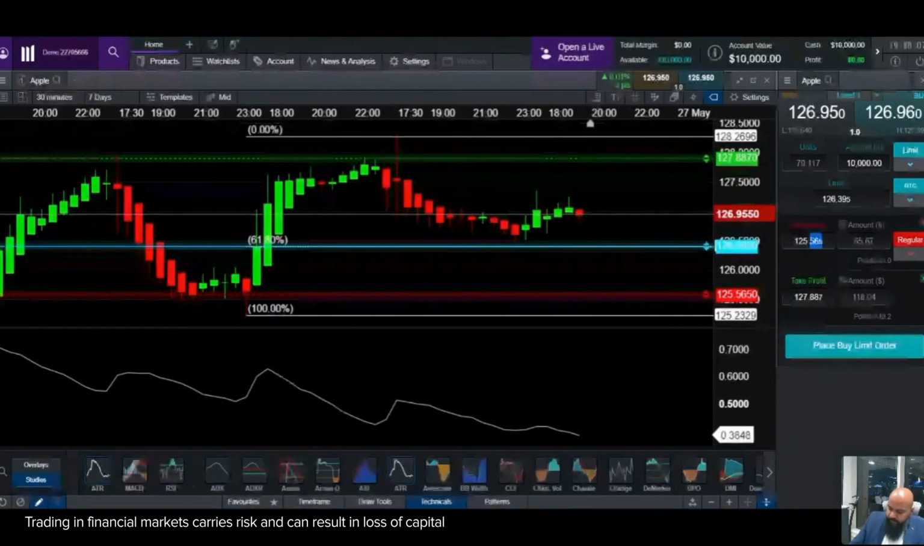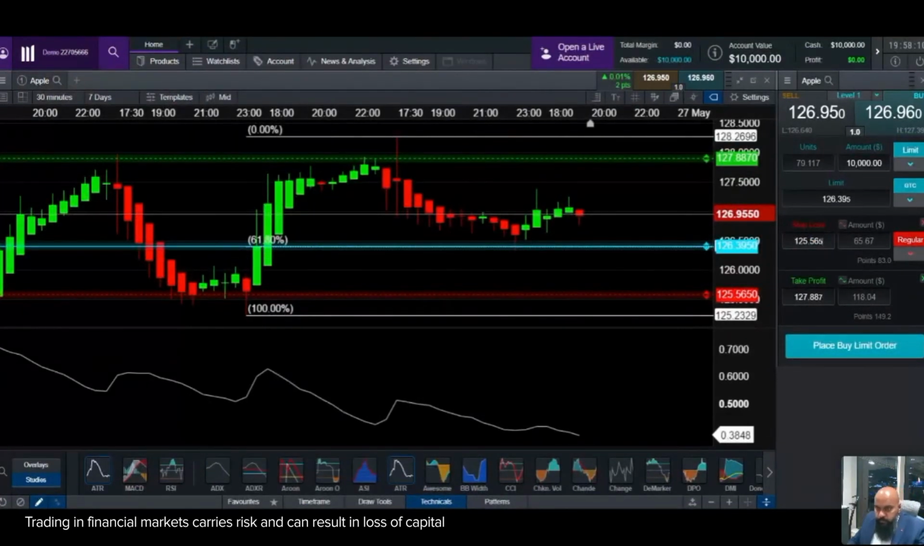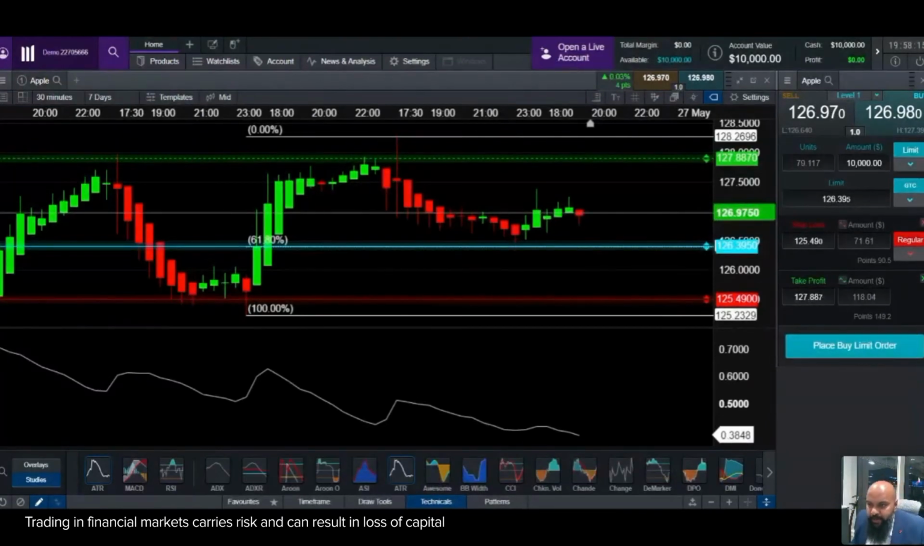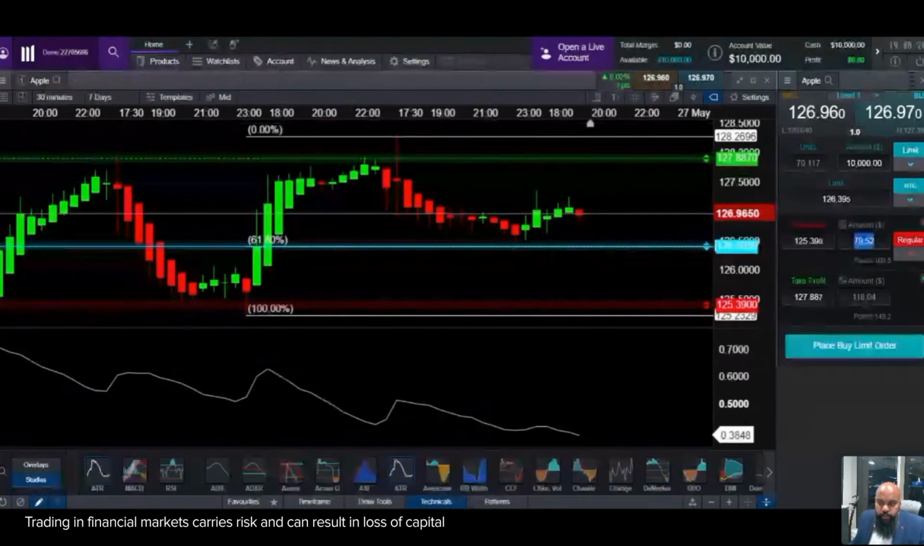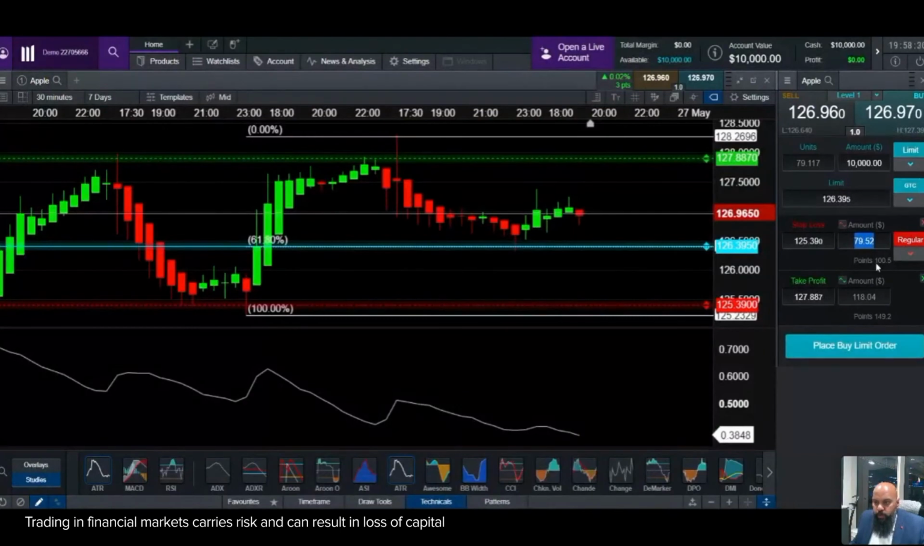Let me just change this. Okay, so there's a $1 stop loss. Sorry, this should be 39. So I'm entering at 126.39. My stop loss is going to be at 125.39. So my loss is going to be limited to $80 maximum. It would not go beyond that. How? Sorry, 79. How is it 79? Because you have bought 79 units of Apple, which is equivalent to $10,000.